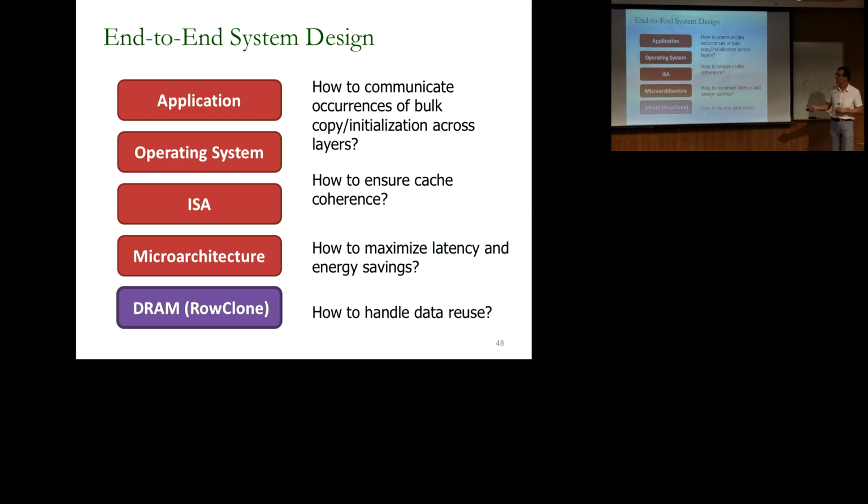So even a simple idea like this opens up system-level issues, as you can see. And I think these are more general issues with processing in memory. There are more issues beyond this, but these are some important issues. If you're doing, maybe it's not bulk copy and initialization, but a function call inside memory, how do you communicate that to memory? What are the interfaces? What are the models?